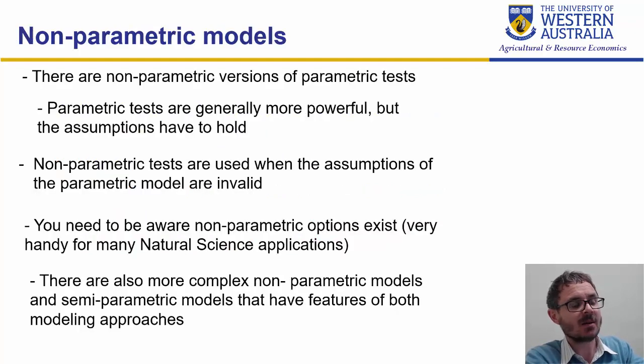So what's our summary here for non-parametric models? So what do we need to know? For all parametric tests there's a non-parametric equivalent, okay? When to use non-parametric tests: you use them when the assumptions of the parametric model are invalid. It's hard to know when they're invalid. This is something that you get to learn from reading the literature. So you often just can't make a judgment on this. You have to be informed and read up on what's going on in the area.